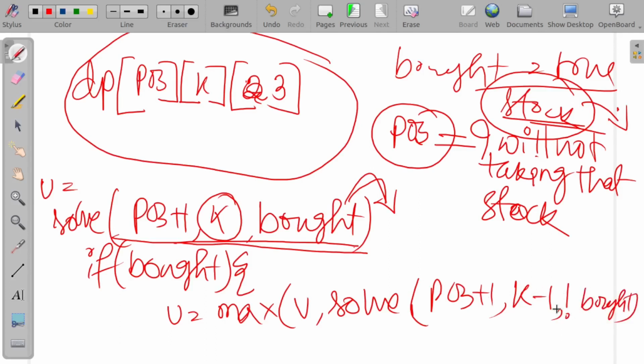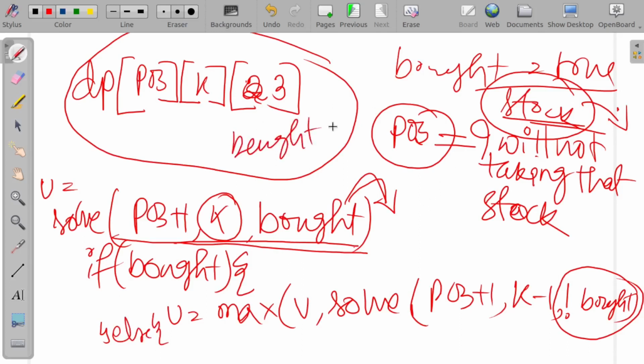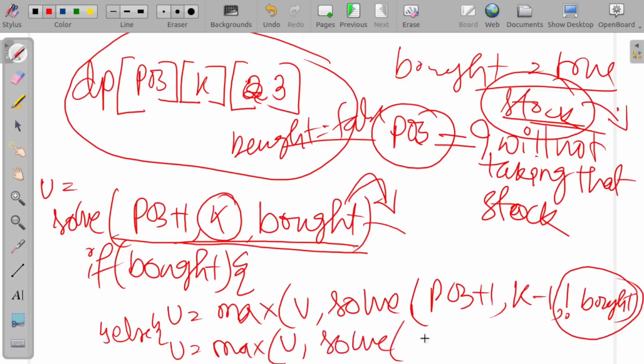Because right now I have no stock in my hand. But in the other case, it means the bool will be false. That means I have no stock. So in that case, it is also the same there. So the skipping condition is the bool false, solve, and position plus 1 and k minus 1. Okay, I forgot that there.